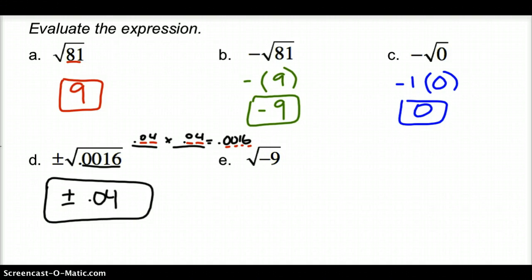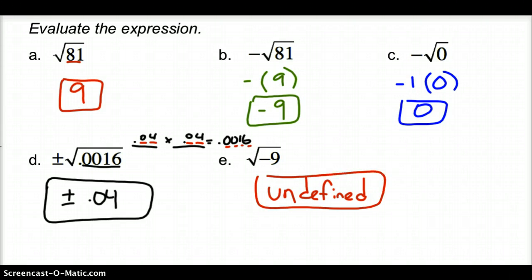And then finally, the last one, they're asking for the positive square root of -9. I cannot think of a number multiplied by itself which gives me -9. So I have a negative radicand, so I know that this is going to be undefined. I know this knowledge is fairly basic so far, but it's going to be helpful for us moving forward.